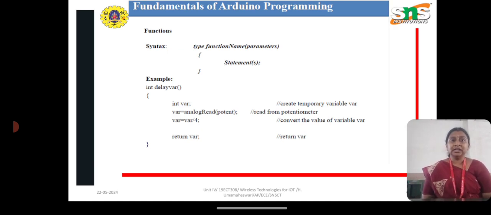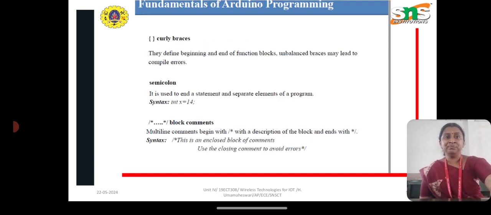Then the syntax is type, function name, of parameters, and we will be giving the various statements inside. For example, int delay variable is given for assigning the values for the variable, that is create a temporary variable, which is called var. Here the variable we are giving is analogRead potent, that is read data from the potentiometer. Then variable is equal to variable divided by 4, which converts the value of the variable by 4. Then finally return, we are returning the variable here.